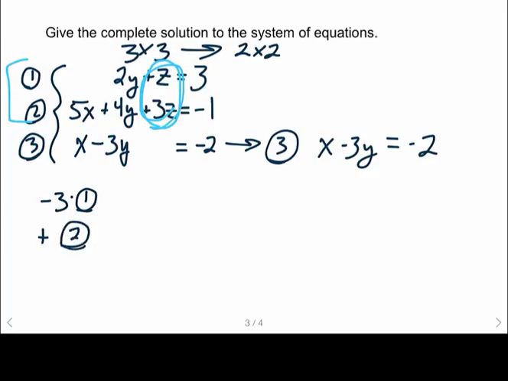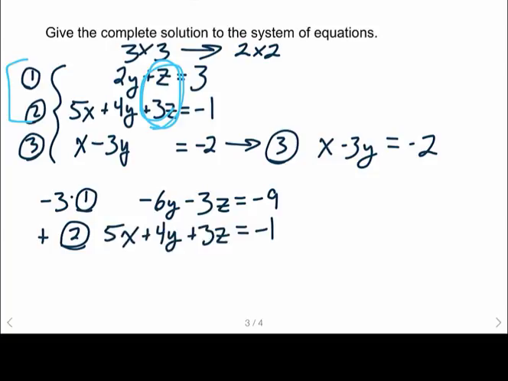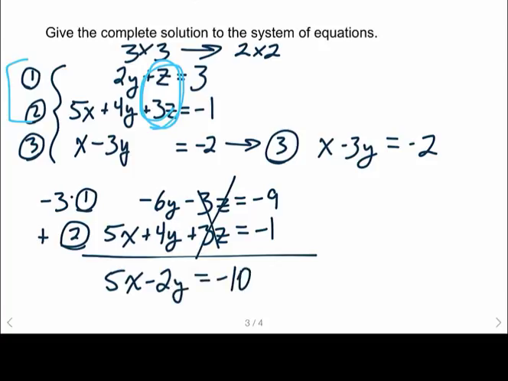So -3 times equation 1 is -6y minus 3z equals -9. And then just rewriting equation 2, 5x plus 4y plus 3z equals -1. And then adding these two together, we'll eliminate the z terms as promised. We have 5x minus 2y is equal to -10. That I'm going to call equation 4, and I'm going to put up above equation 3 here.